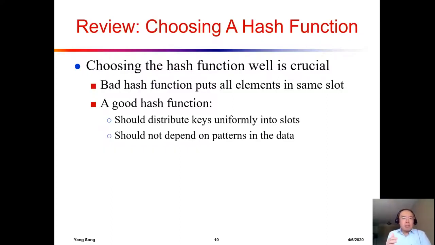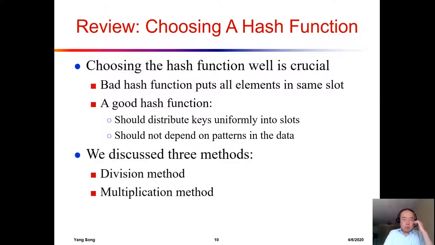On the opposite, a good hash function should distribute the keys uniformly into the slots, and it should not depend on the patterns of the data. So this is an ideal hash function. We are going to discuss three methods: the division, the multiplication, and then the universal hashing.